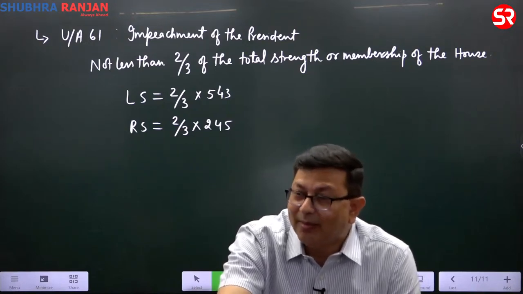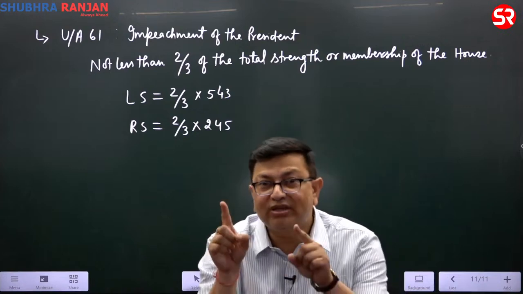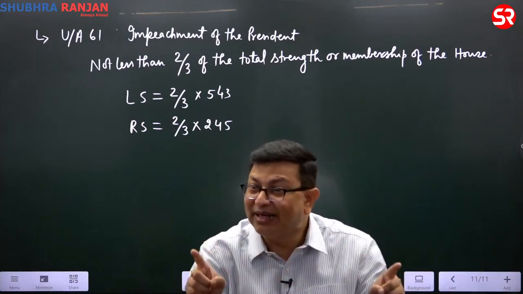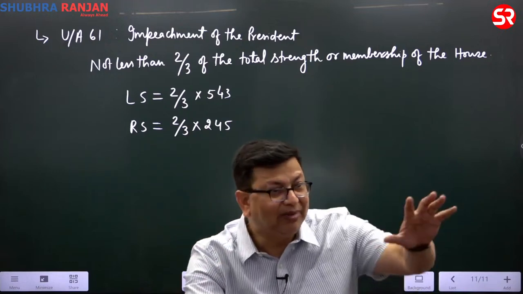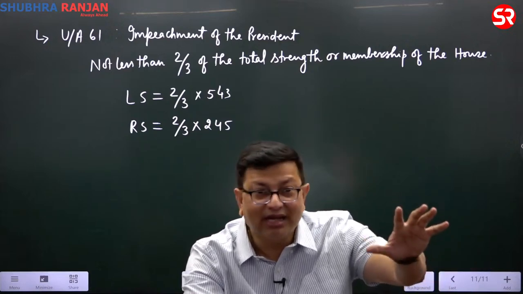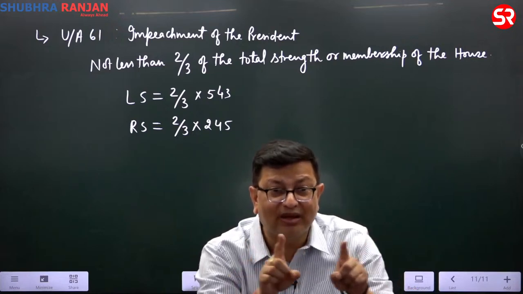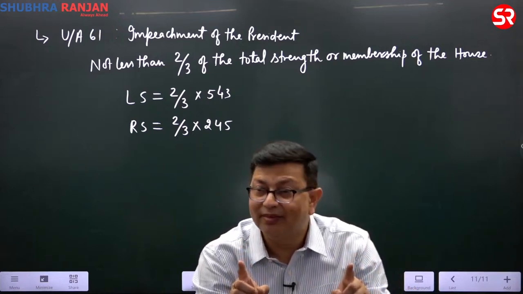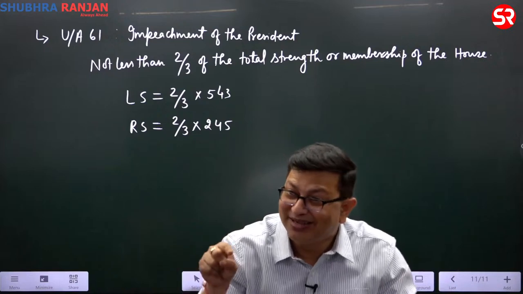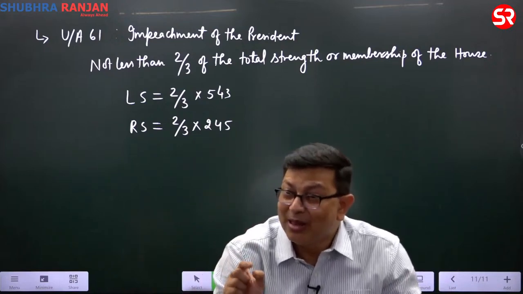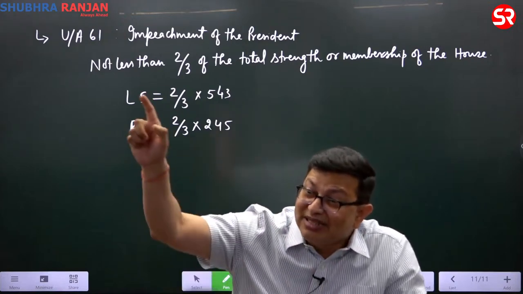Executive action. You see, in impeachment, what happens? Lok Sabha, Rajya Sabha, sitting separately, will pass the resolution. One house will pass the resolution. It will be transmitted to the other house. The other house will also pass the resolution. And as soon as both the houses pass the resolution, automatically the president stands impeached. Automatically. But in case of removal, after Lok Sabha and Rajya Sabha pass the resolution, it will be sent to the president.